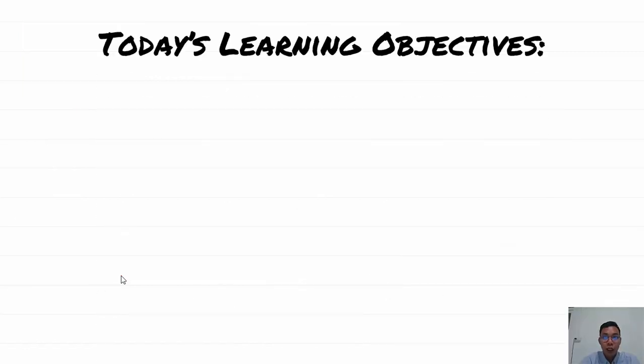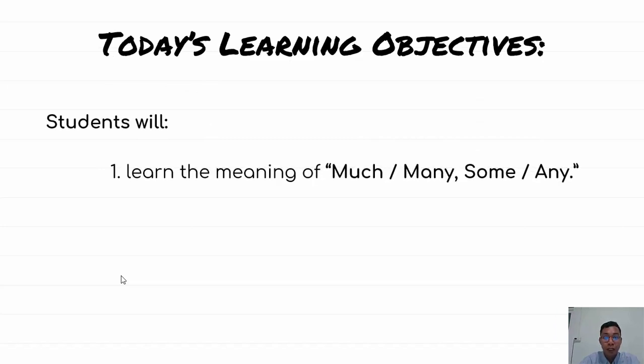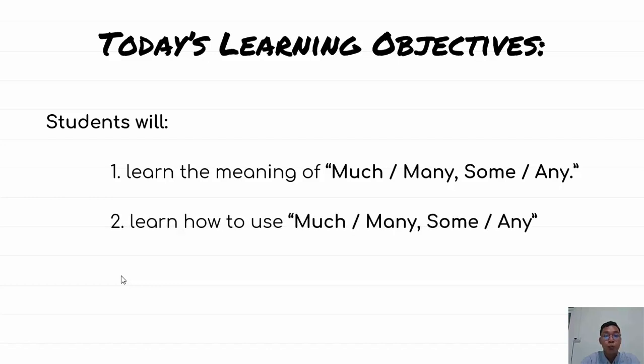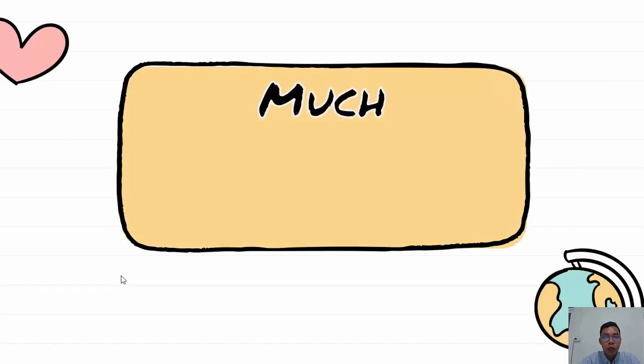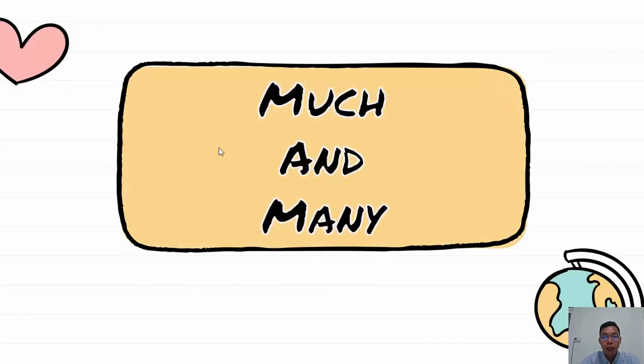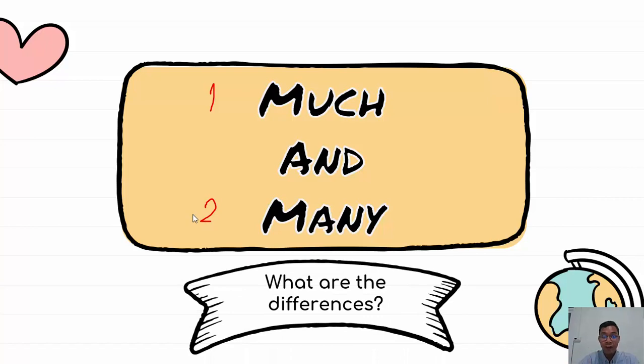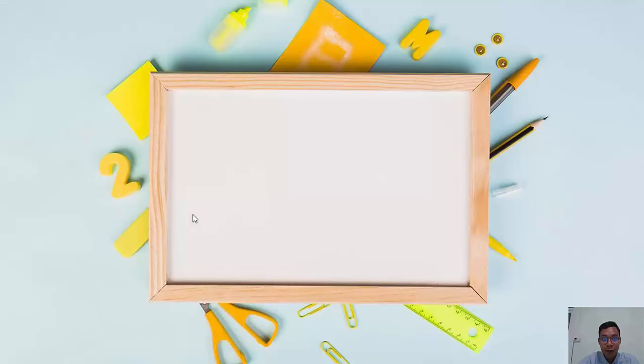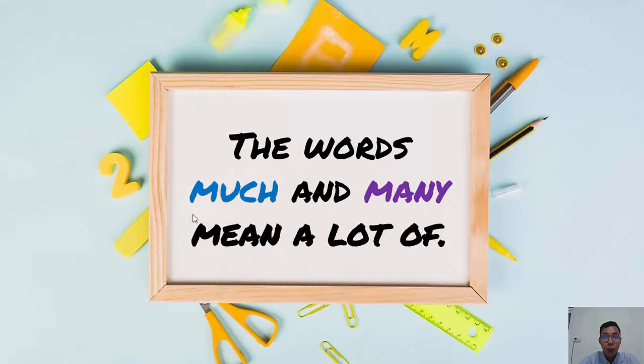So today's learning objectives are that you will learn the meanings of much, many, some, and any, and learn how to use much, many, some, and any correctly. We're going to take a look at these two first, okay? First one is much, second one is many. So what are the differences between much and many? Alright, the words much and many mean a lot. แปลว่ามาก, okay? A lot.